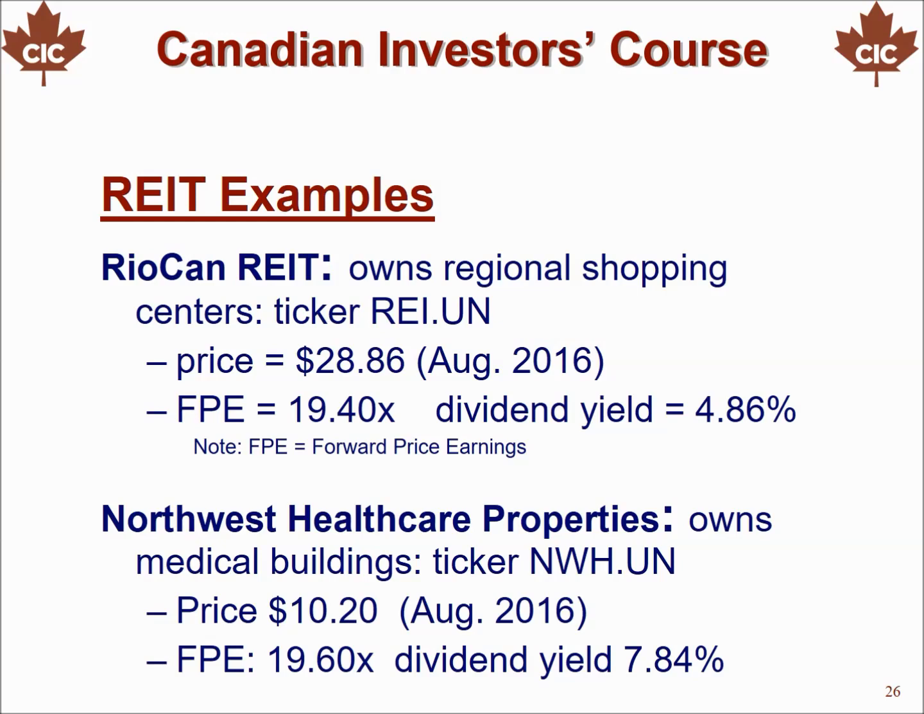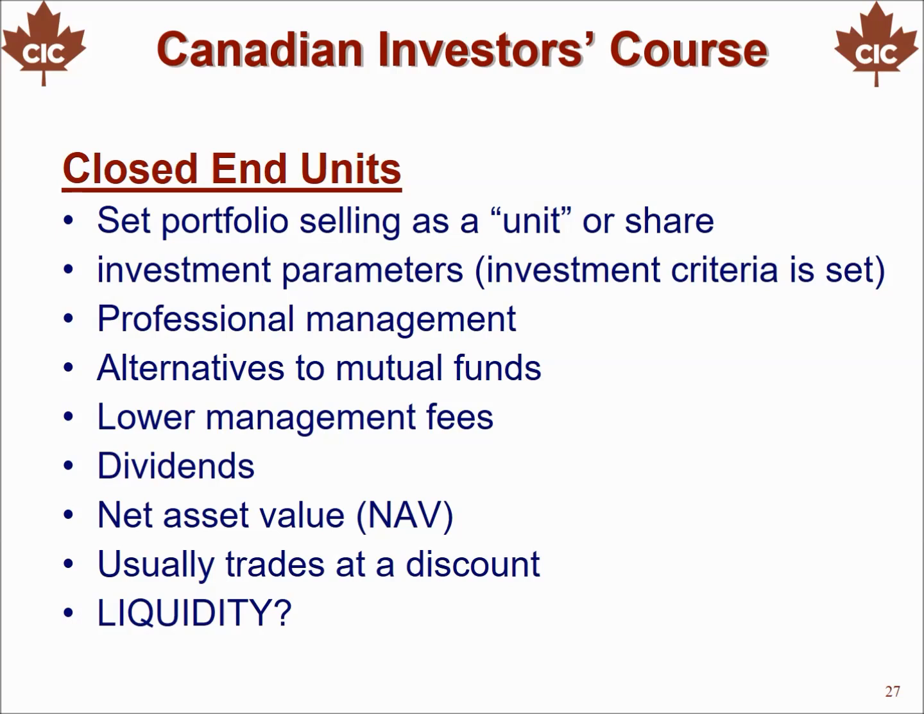Let's look also at closed-end units. That's a set portfolio selling as a unit or share. The investment parameters, which are the investment criteria that are set, define how the investment's going to be operating. They have professional management. They're an alternative to mutual funds, typically with lower management fees. They pay dividends. They have a net asset value. They usually trade at a discount, and the idea is that they should have plenty of liquidity.